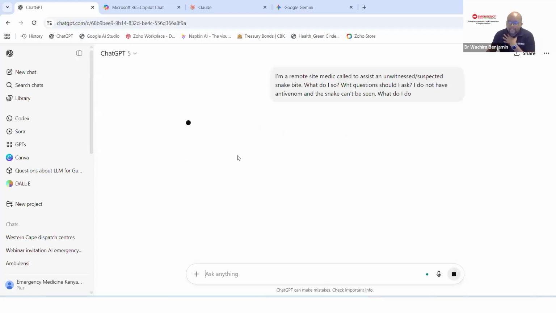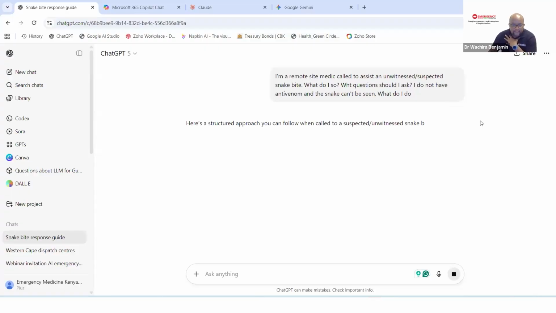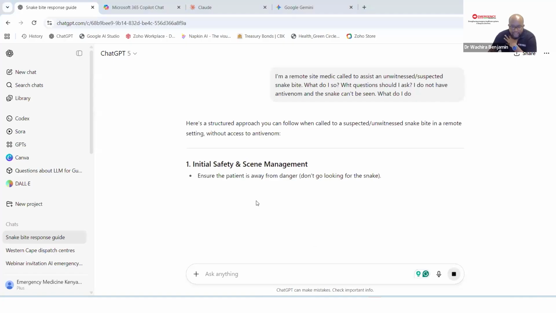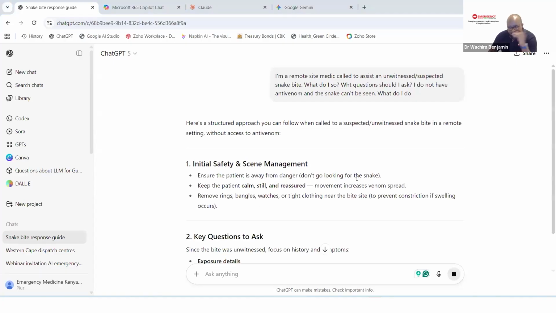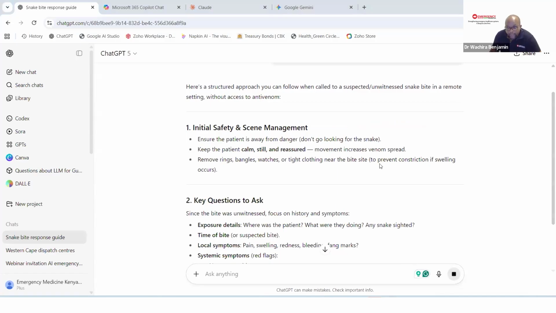All right, let's look at what this says. Patient is away from danger. Do not go looking for the snake, please, kindly. Keep the patient calm and reassured. Movement increases venom spread. Remove rings, bangles, watches, and tight clothing near the bite site to prevent constriction if swelling occurs.